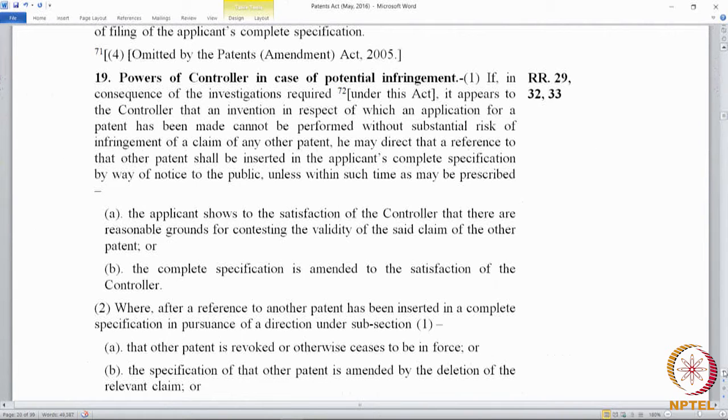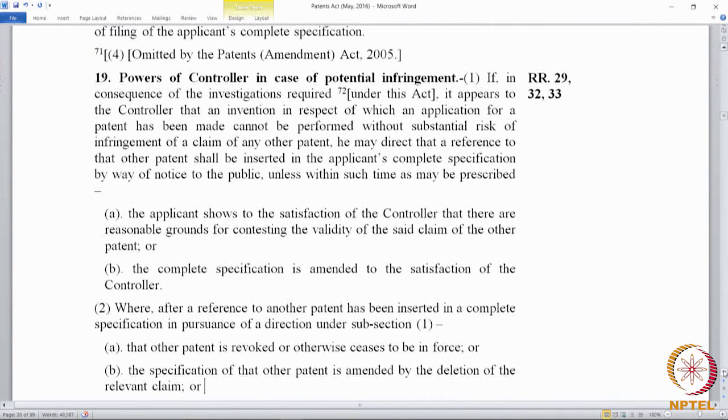So, what is the controller doing here? The controller is looking at the claim and the way in which the invention is to be performed. If the invention is performed based on the complete specification, then there will be a substantial risk of infringement, which means what is covered in this patent is also covered in another patent.